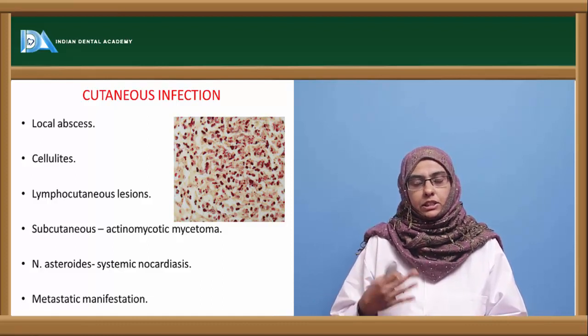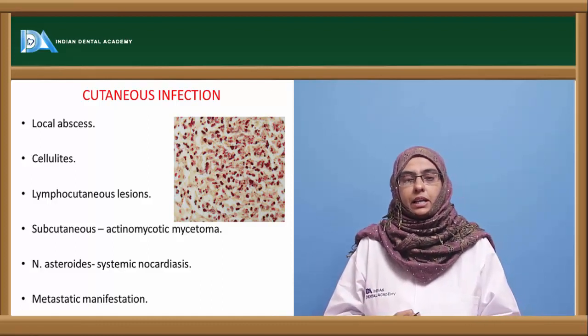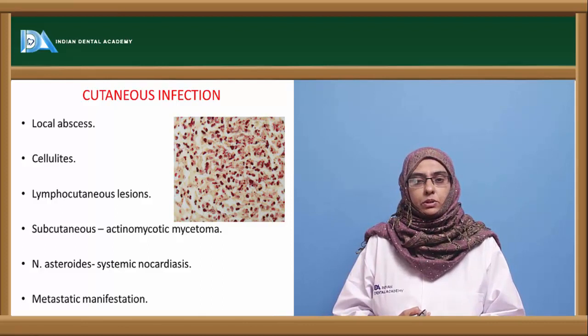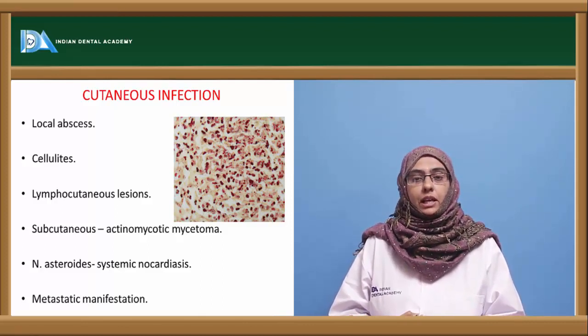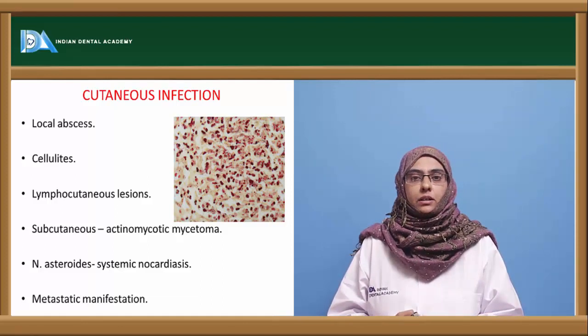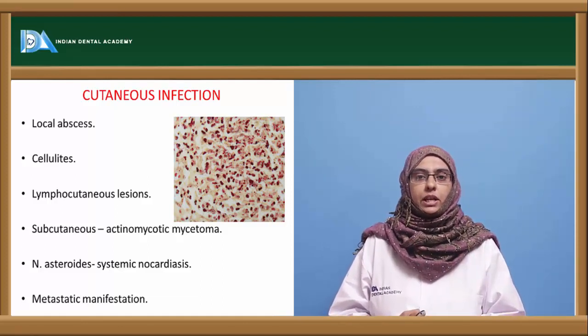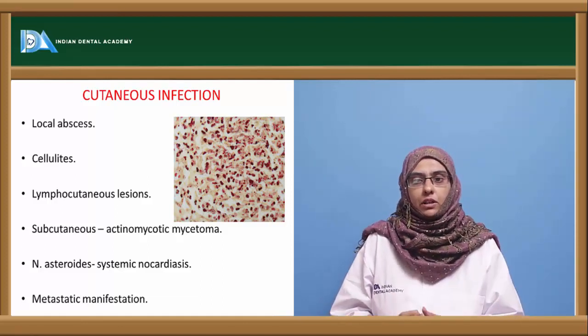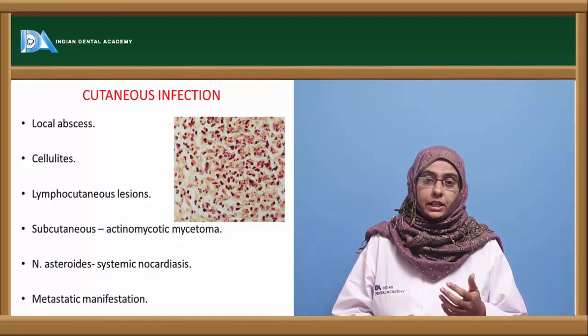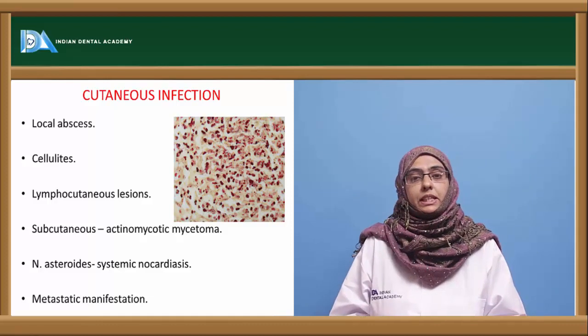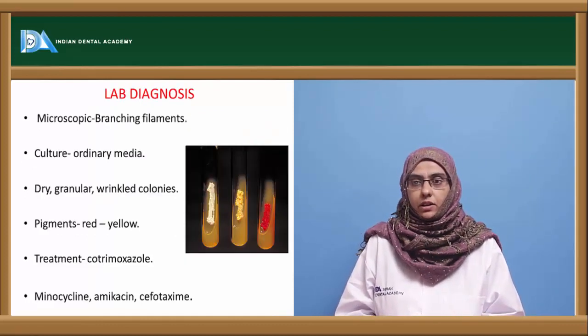Now coming to the systemic infection, which is caused by N. asteroides, it is mostly involved in systemic nocardiasis, involving lung lesions, and it also causes pneumonia and lesions of other important organs. Metastatic manifestations can also be seen in the brain, kidney and other organs.